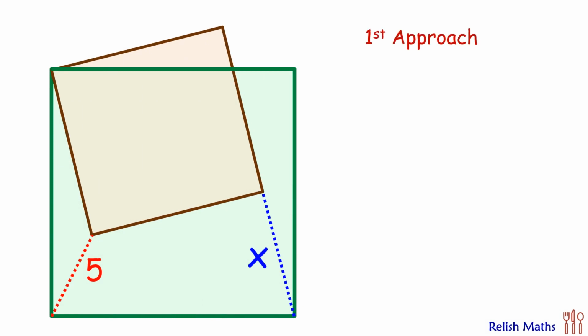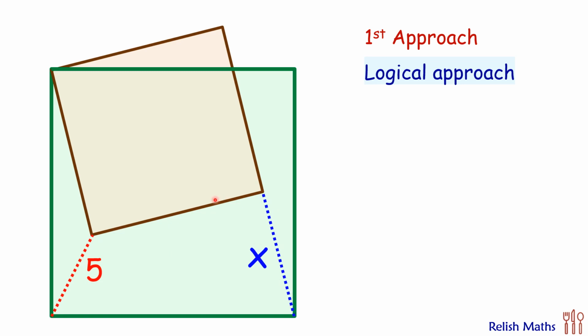First approach is a logical approach. Here in this question there is nothing given about the size of the brown square. So we can have this square as slightly large or small, but the question remains unchanged as long as the distance between these vertices is 5 and the other distance is what we have to find.